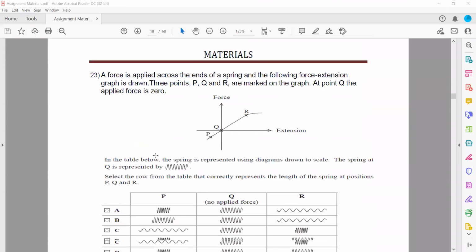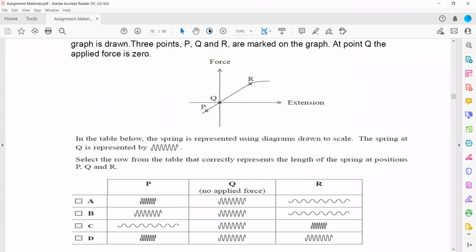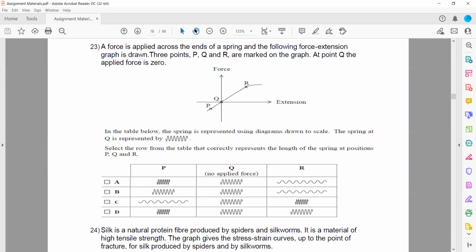So question 22, then we have 23. In question 23, a force is applied across the end of a spring. The following force and extension graphs are there. 3 points P, Q, and R are marked. If we don't apply any force, the spring will be at its original length. Here, basically a positive force causes an extension, and extension means increase in length.